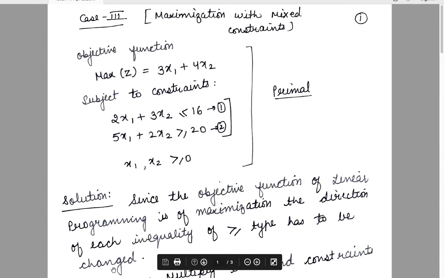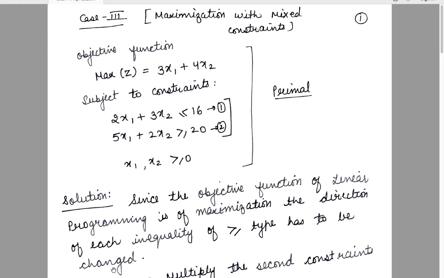Hello everyone, this is my second video of duality. In my first video, I explained two cases. Case 1 where objective function was minimization with all greater than equals to sign, and in case 2 the objective function was of maximization and all the constraints were of less than equals to sign.